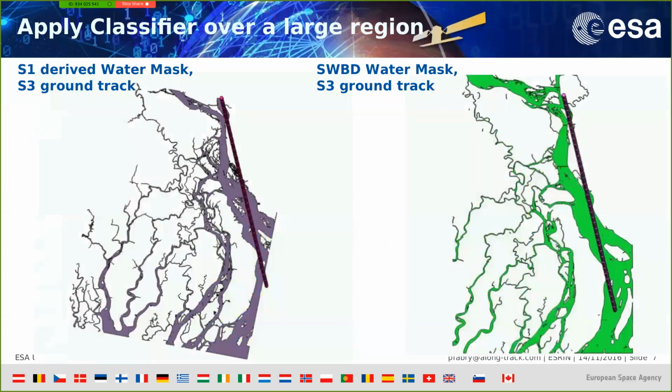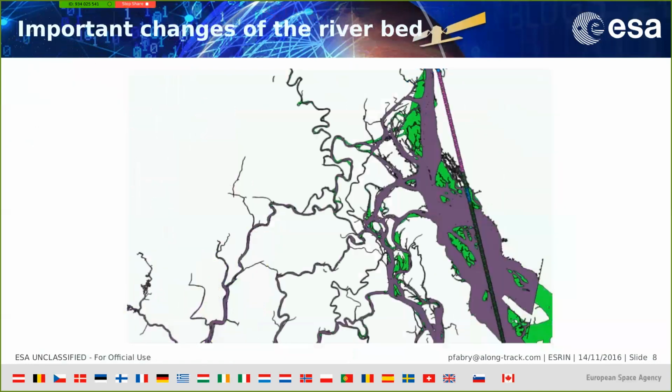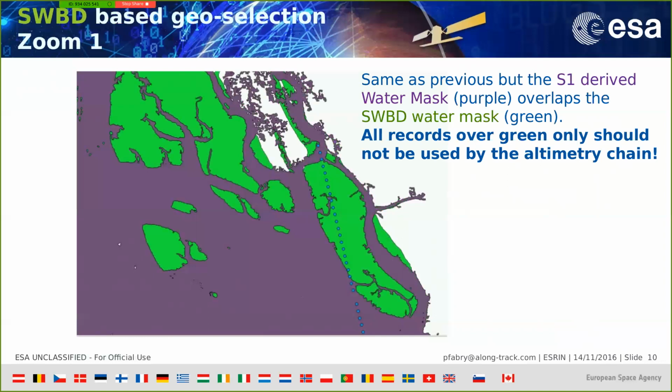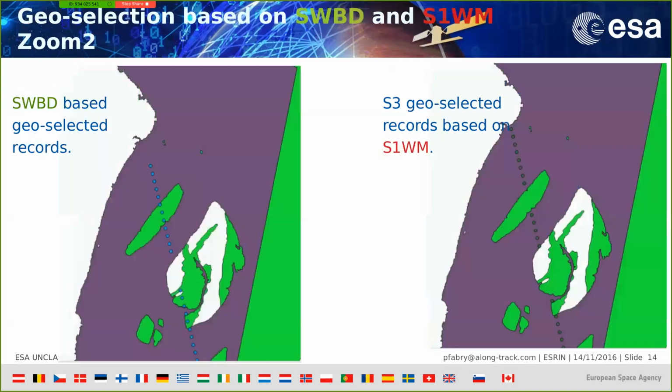After this step, we have a new water mask, which is called the S1WM, Sentinel-1 water mask, and we are comparing it to the very old SRTM water mask, which is called SWBD. If we look at the crossings and if we display these masks together, we see that there are quite some changes. And we are going to show how the intersection of the altimeter ground track varies according to this water mask and the difference in results.